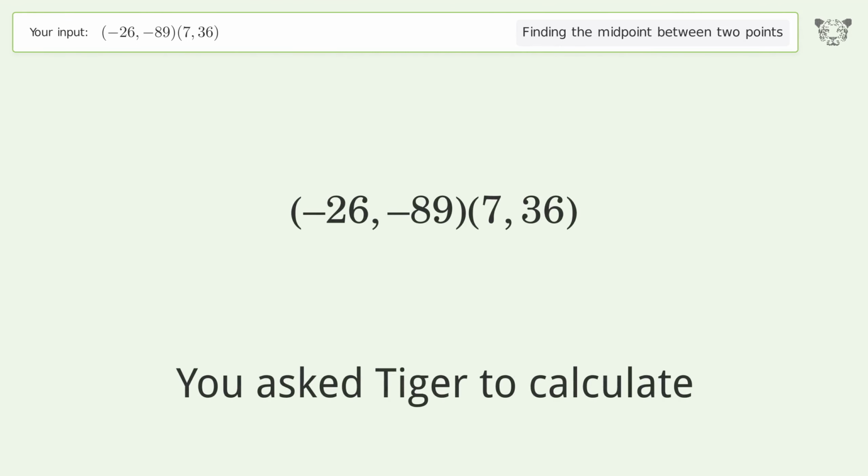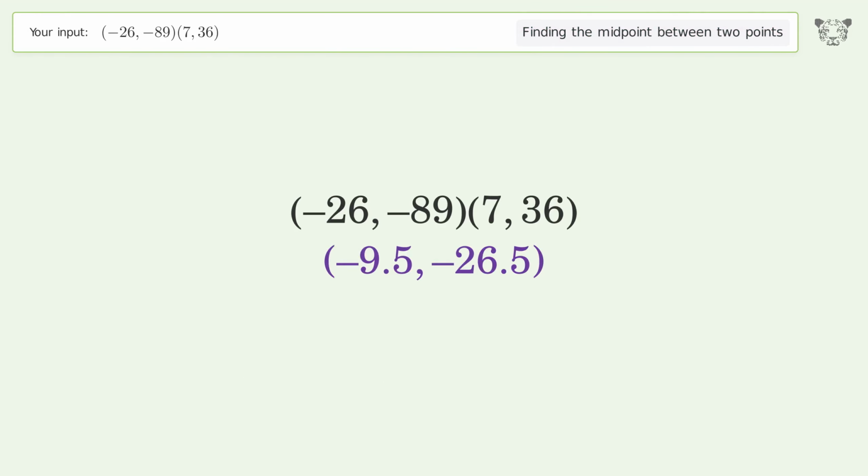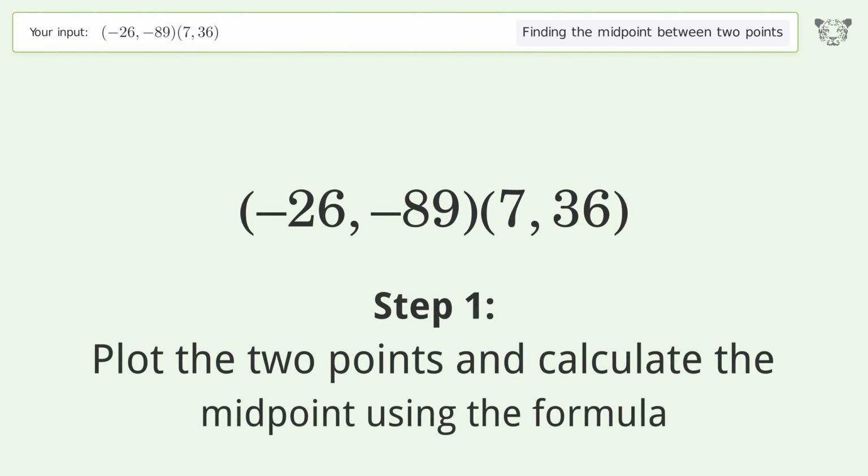You ask Tiger to calculate. This deals with finding the midpoint between 2 points. The midpoint between the 2 points is -9.5, -26.5. Let's solve it step by step. Plot the 2 points and calculate the midpoint using the formula.